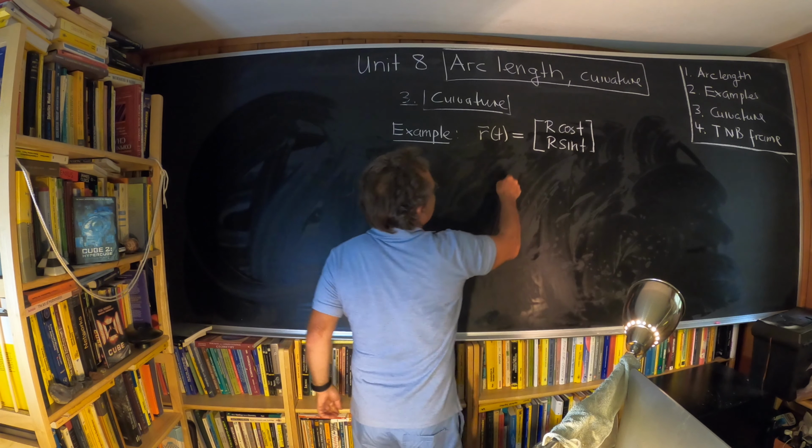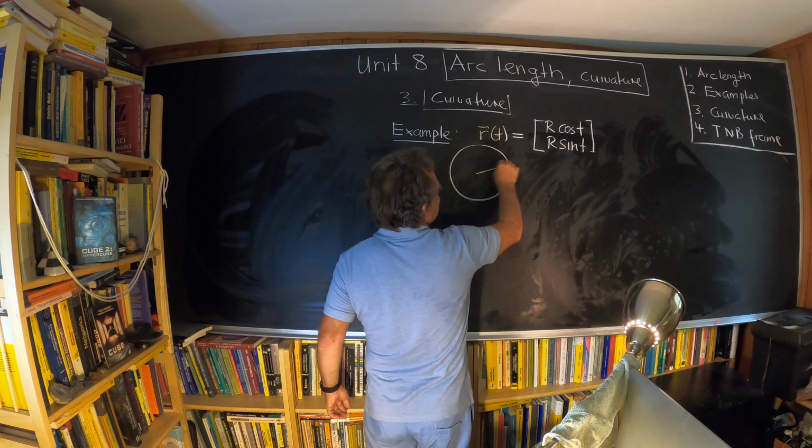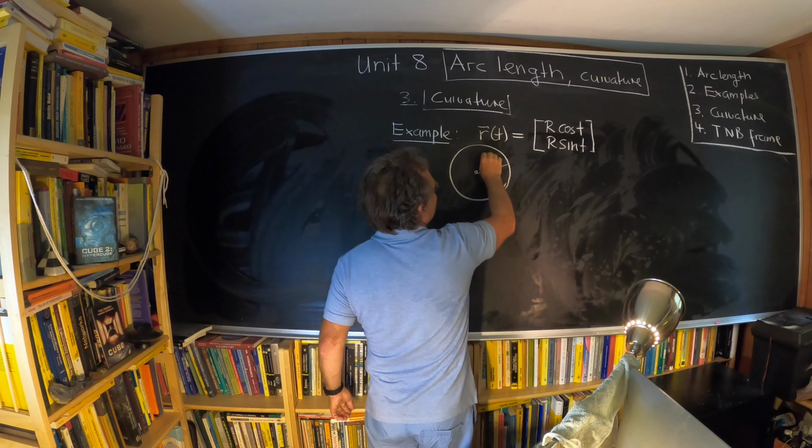Okay, so this is the most important example. If you understand this example, you understand what curvature is. This is a circle of radius r, and let's compute everything here. So r prime of t is minus r sine t, r cosine t, and then I can compute T of t. This is just this vector normalized. The length of it, of course, is r, because if you take the sum of the squares, you get r squared. So this is just minus sine t, cosine t.